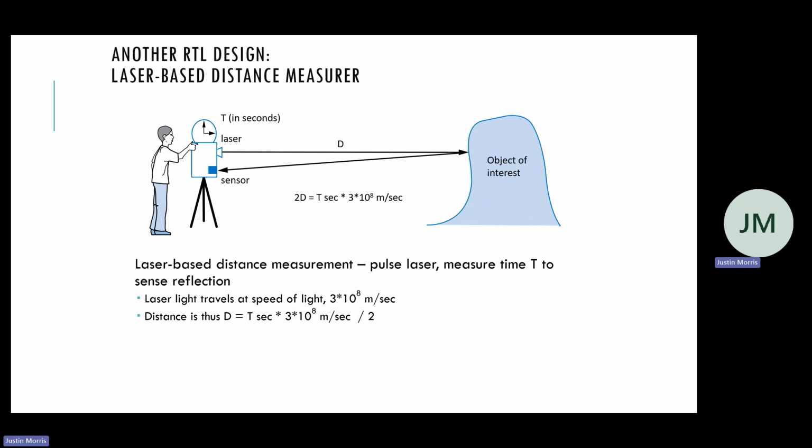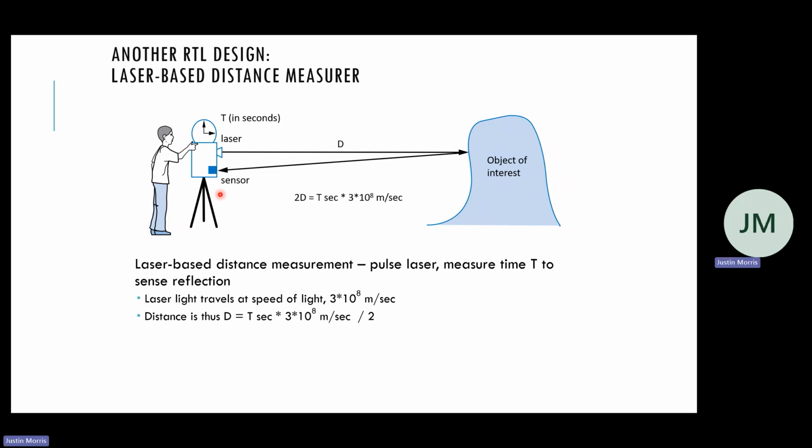Okay, so we need to start to get through these slides. This is going to be more high-level state machines. We're going to go over 2 other high-level state machines. We already went over the soda can dispenser. Here we're going to go over this laser-based distance measure.